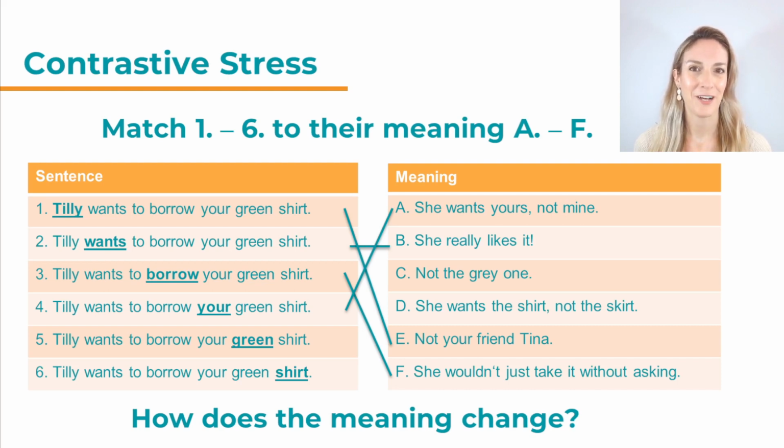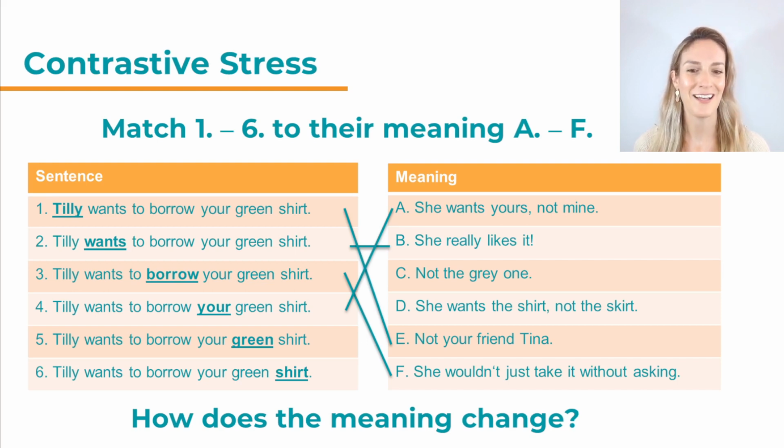And number 5 and 6, we're going to do these together to make it a bit more difficult because we only have 2 options left. Number 5, Tilly wants to borrow your green shirt. Tilly wants to borrow your green shirt. Have a look, is the meaning C or D? And for sentence 6, Tilly wants to borrow your green shirt. Tilly wants to borrow your green shirt. Again, is it C or D?